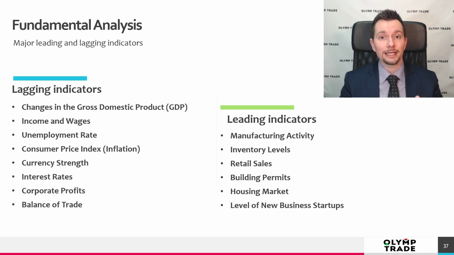Now, leading indicators. One of the best leading indicators is actually the stock market. You can see what is happening in a country right away by looking at the top index of their stock market. Other leading indicators include manufacturing activity, inventory levels, retail sales, building permits, and everything related to housing markets, and the level of new business startups. You can research each and every one of these yourself. They are very important and very interesting because they all affect our daily lives in one way or another.